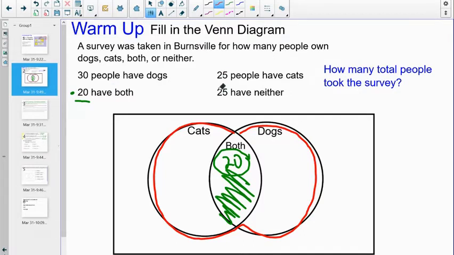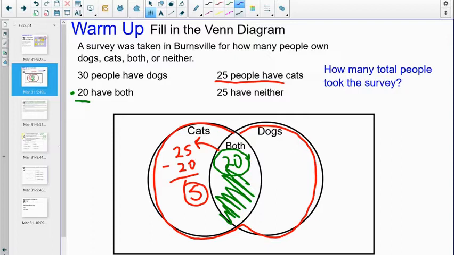So if we're doing cats first, we know it says 25 people have cats. So I'll do 25 here. But that 25 includes this 20 here. It counts for that 25. So to get rid of that double counting, we're going to subtract that number that's in the middle there. And so you're left with 5 people who have only cats, no dogs.